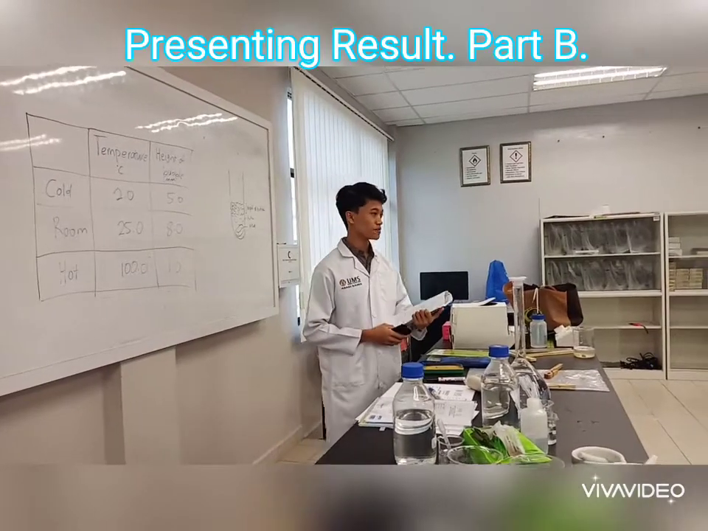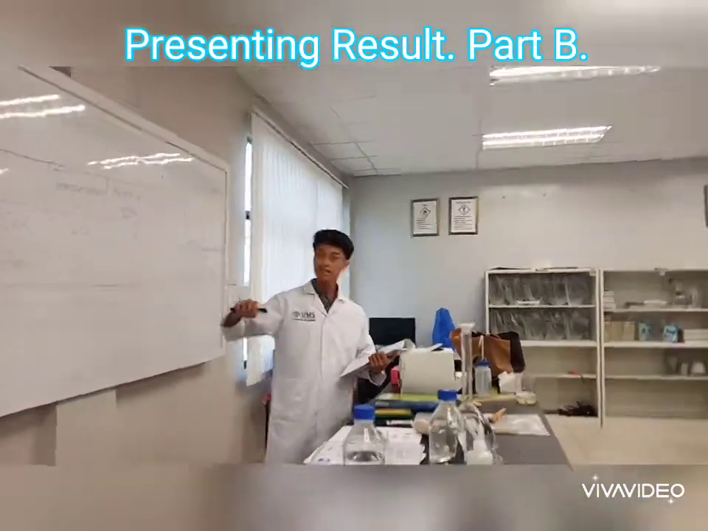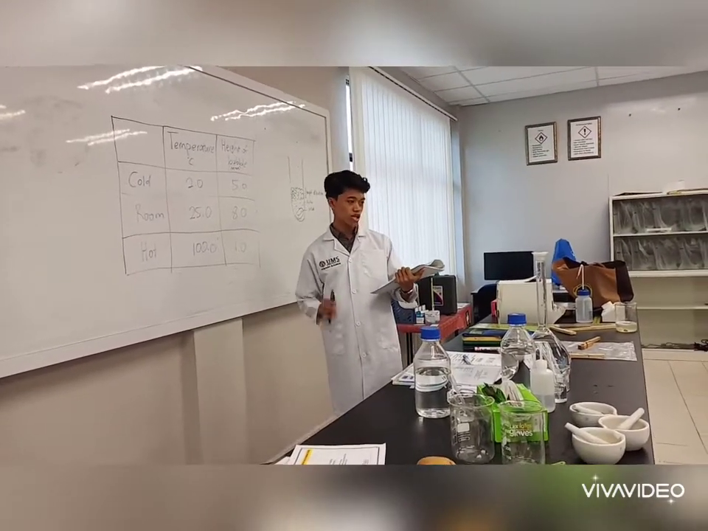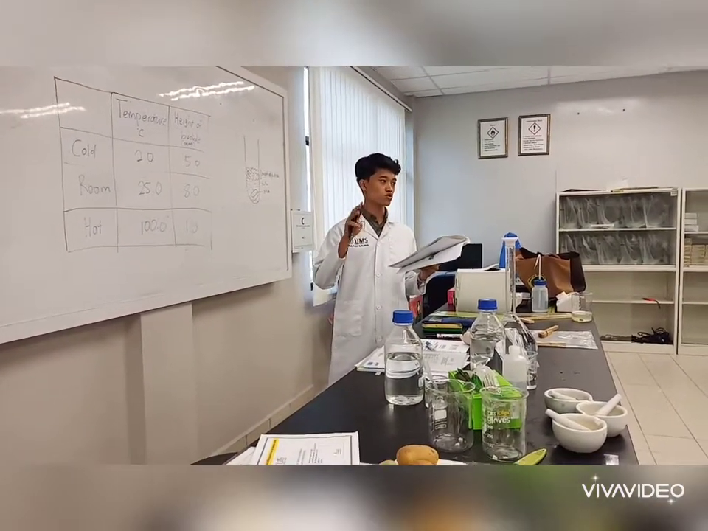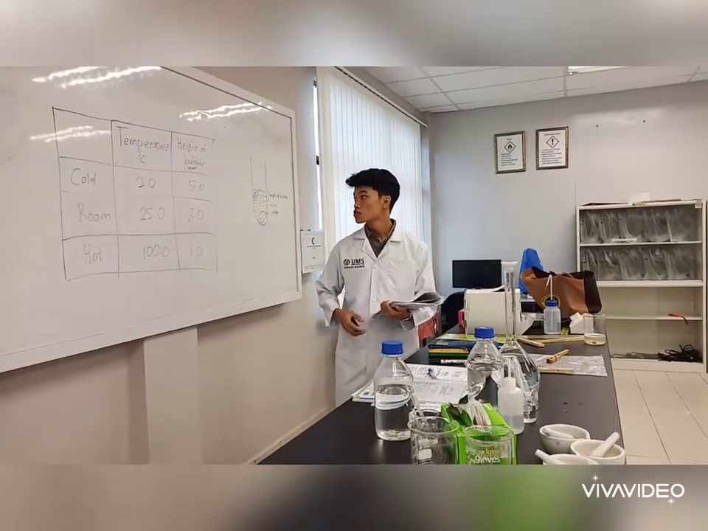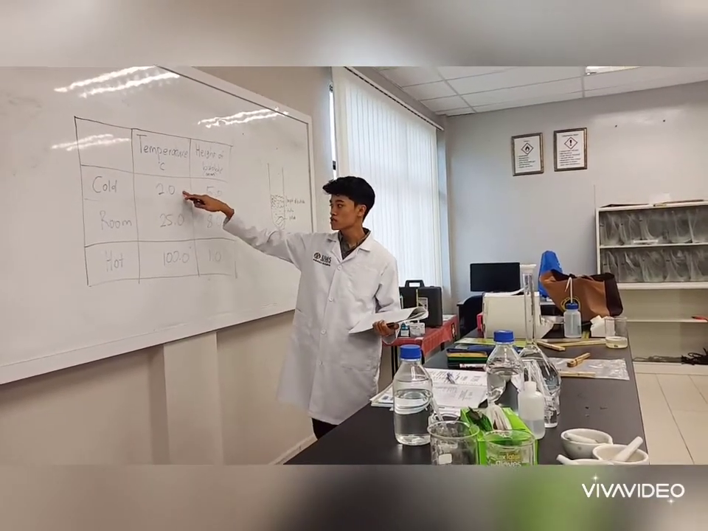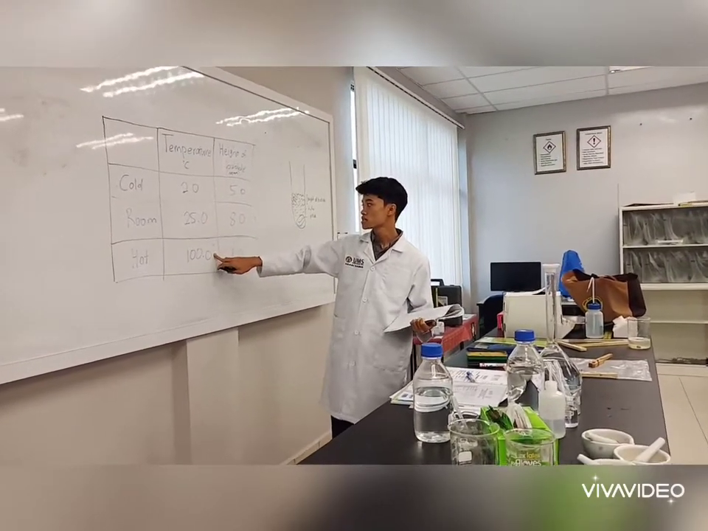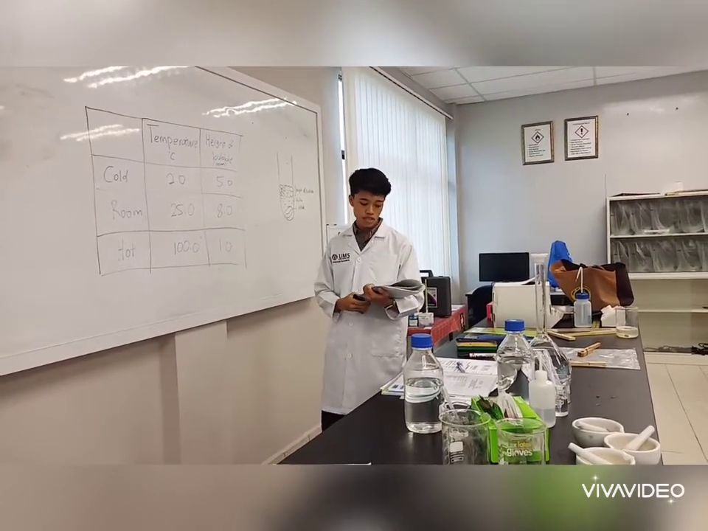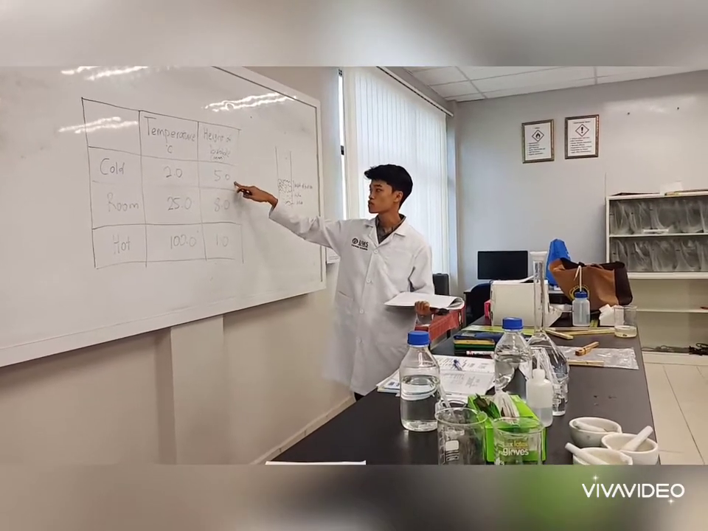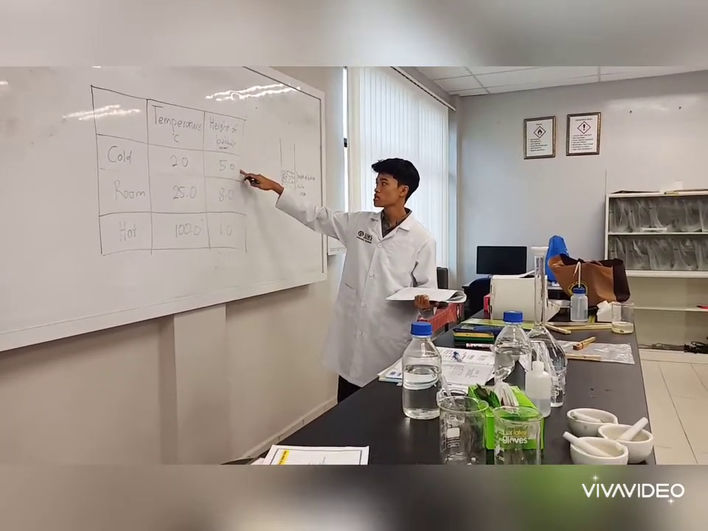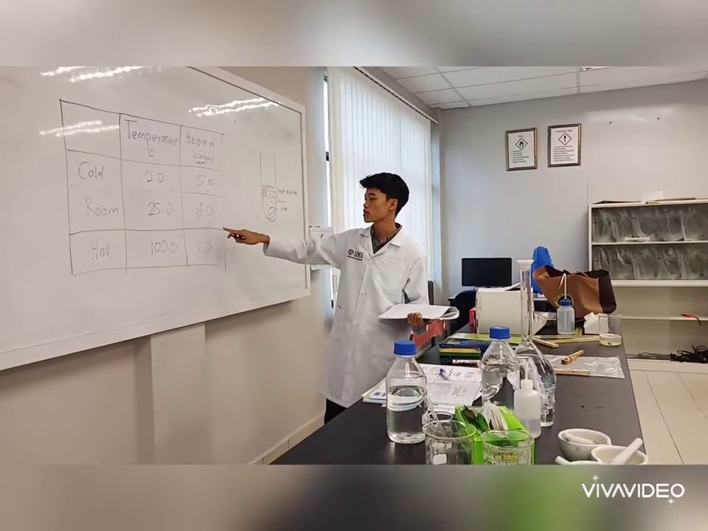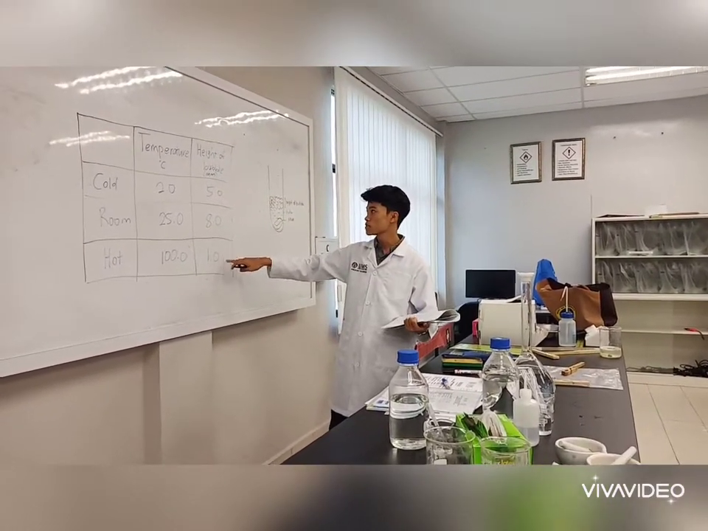Okay, so for part B, our group are discussing about the effect of temperature on enzyme. So we have taken all the test tubes into 3 different temperatures. So for cold temperature is 2 Celsius, room temperature 25 Celsius, hot temperature 100 degrees Celsius. So for the results, we obtain that for cold temperature, the bubble rises for 5 mm, room temperature 8 mm, and hot temperature 1 mm.